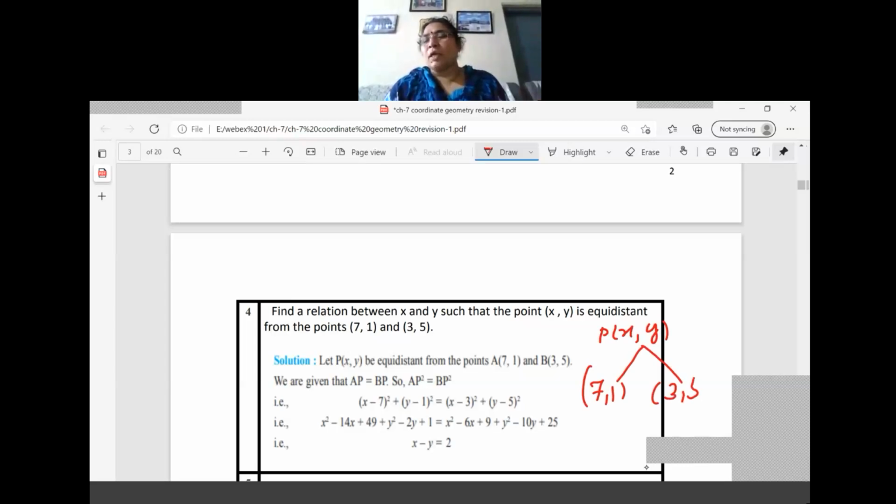Just a revision only. So I'm explaining now what we have to calculate: AP and PB. What will happen? It will be under the root by the distance formula. So AP square equal to BP square, squaring on both sides we have done. Now x minus 7 whole square plus y minus 1 whole square equal to x minus 3 whole square plus y minus 5 whole square only. So here you know that the x and y coordinates are given. Coordinates means values are given for the point P. So we cannot change x and y. So in terms of x and y only we will get the answer. So x minus y equal to 2 only.